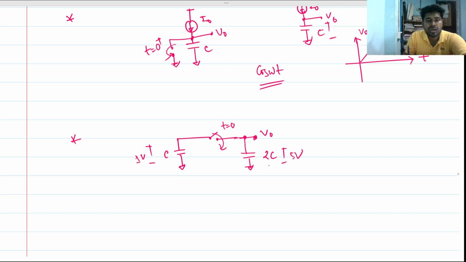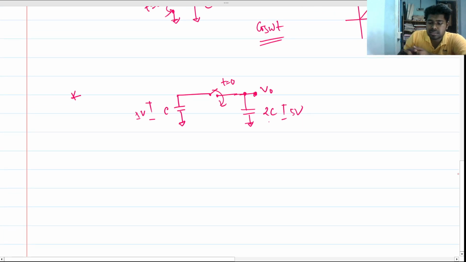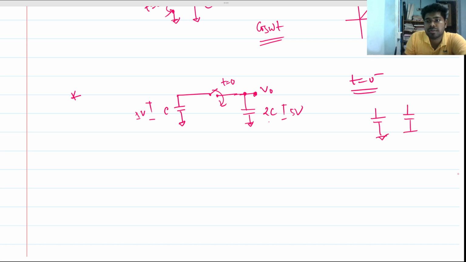Then I said I can solve this problem in 2 or 3 ways. I will solve it here. We know that the initial charge is always equal to the final charge. At t equals 0 minus, the switch is open, right? So this was the circuit: this is C, this is 1 volt, this is 2C, this is 5 volt. So what was my initial charge? Initial charge is nothing but Q equals CV, right?